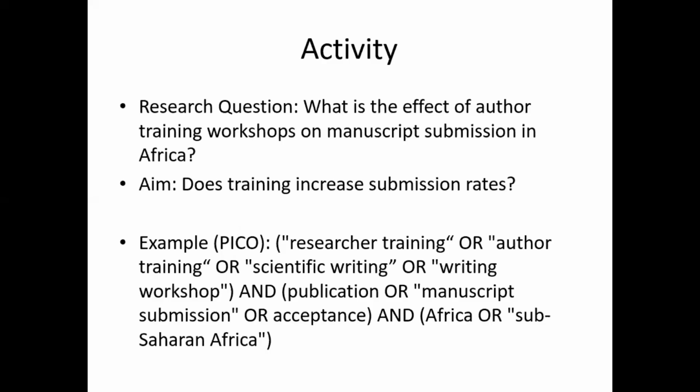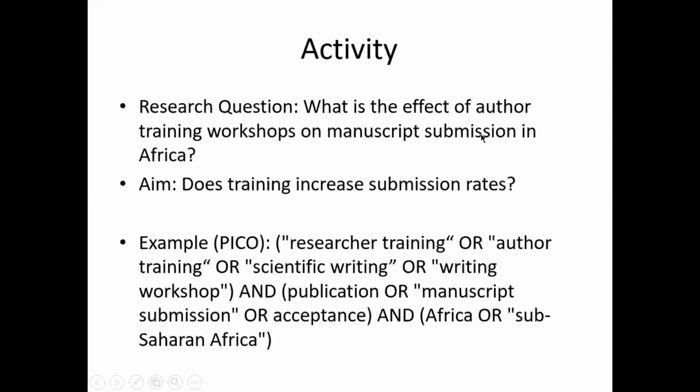Systematic reviews follow a structured way of doing things. And to come up with a search strategy that is broad and inclusive of everything, we tend to break our question into typically 4 parts using the PICO framework. So population, for example, where is the study being done? Here, it's in Africa. Intervention, what is our intervention? Author training workshop. What is the comparator? No training, for instance. And what is the outcome?